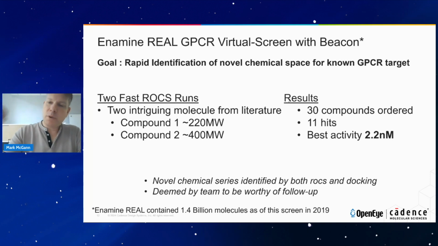Plus. And what they did is they looked at the hit list by hand. I think they said they went through about 1,000 molecules. They selected 30 to order, and then they assayed those. They got 11 hits, the best being 2.2 nanomolar. And the most important thing here is they found novel chemical series that they wanted to take forward in their project. So these just weren't active molecules that looked like the molecules they had before. These were new kinds of active molecules.